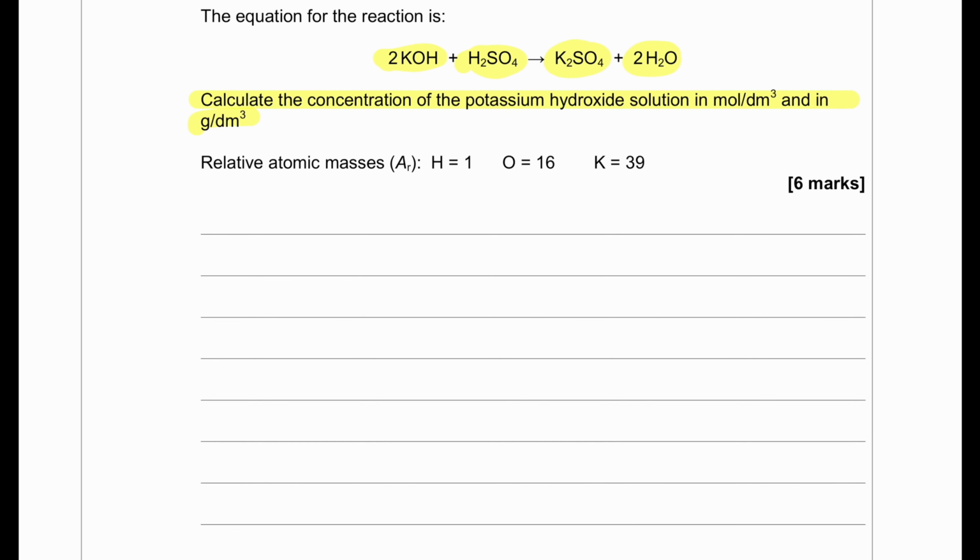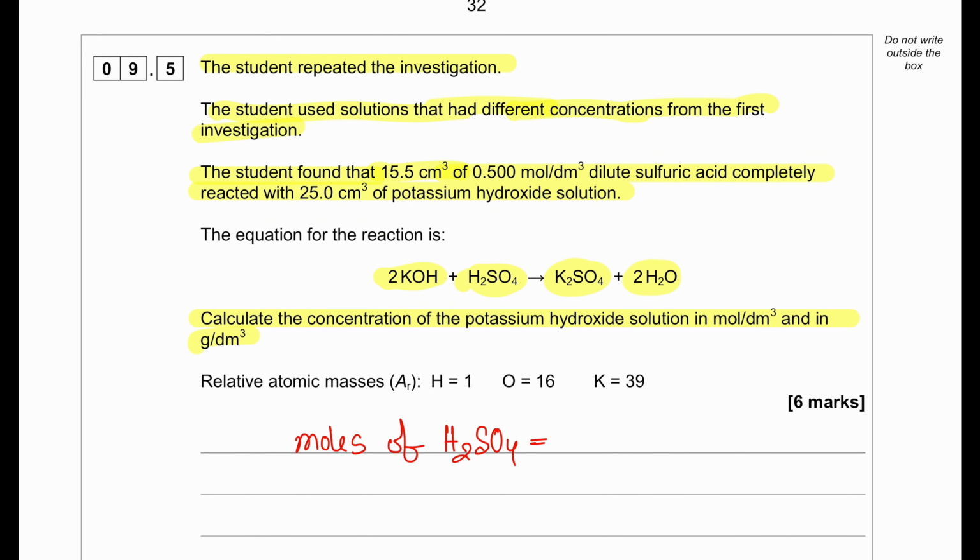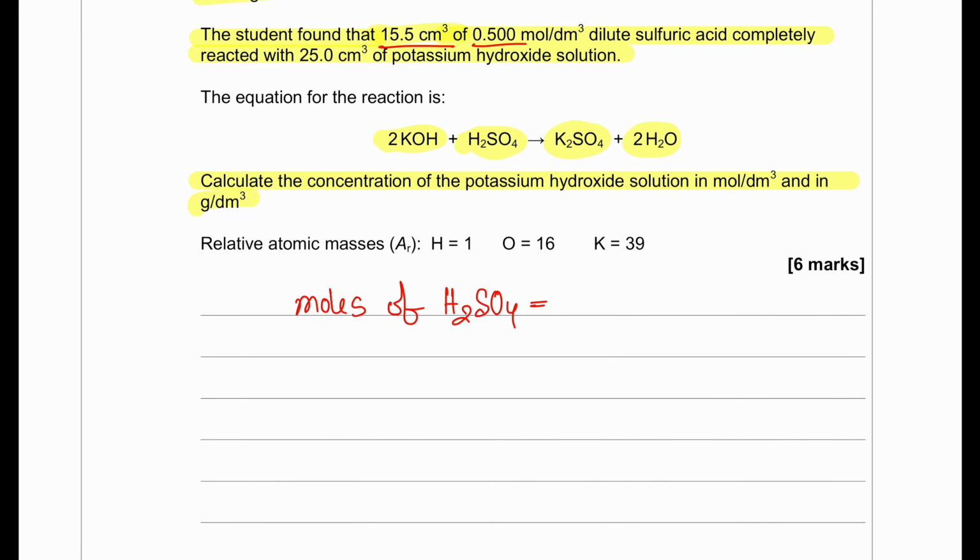So when finding out concentration, guys, first of all, we try to find out moles of H2SO4, because we have used 15.5 with 0.5 mol per dm³, so we can find it out. When finding moles, it will be volume times concentration. So the volume is 15.5. Because the volume is in cm³, we need to convert it into dm³ by dividing it by 1000. And then the concentration is 0.5. So this gives us 0.00775 mol.